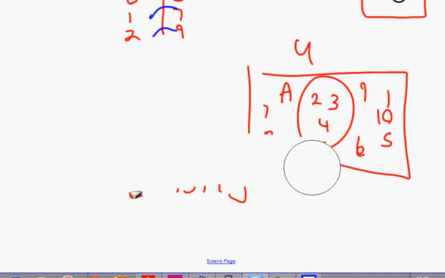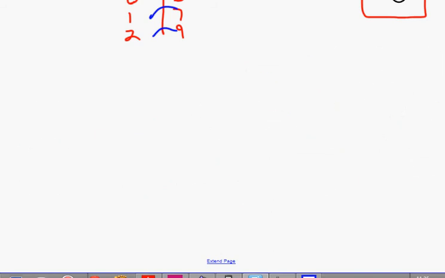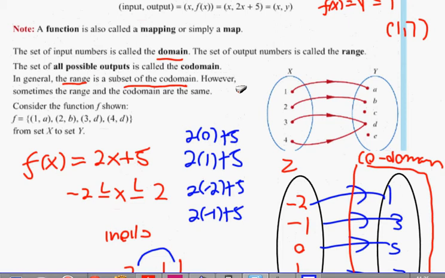Okay? Moving on. Alright guys, what you'll notice is you can have the same value twice. So for example, two of your inputs can give you the same output. Yeah? So that can happen. Two inputs can give you the same output.